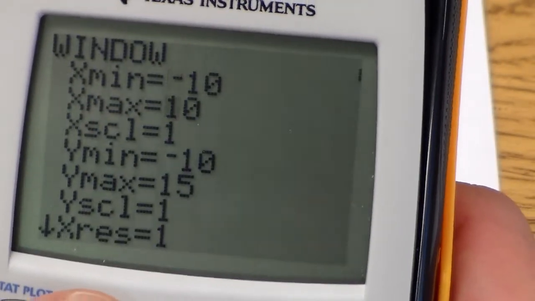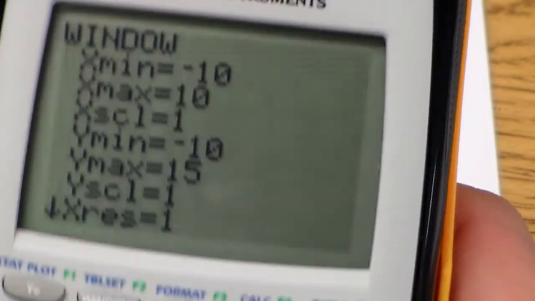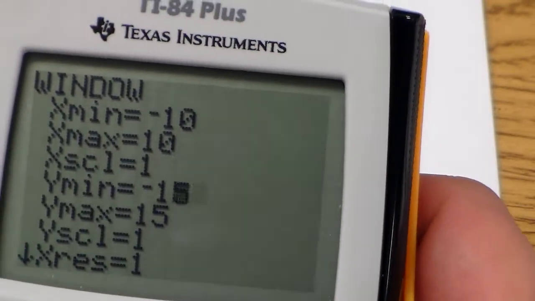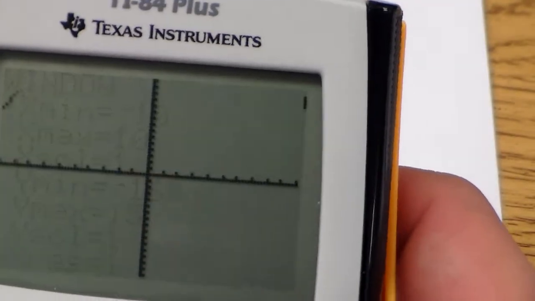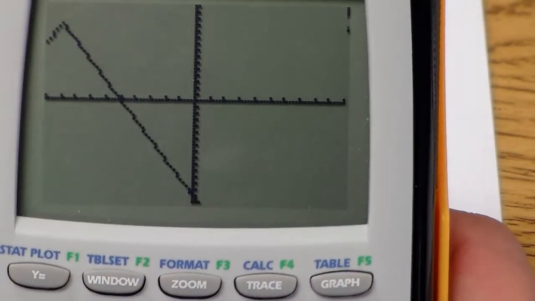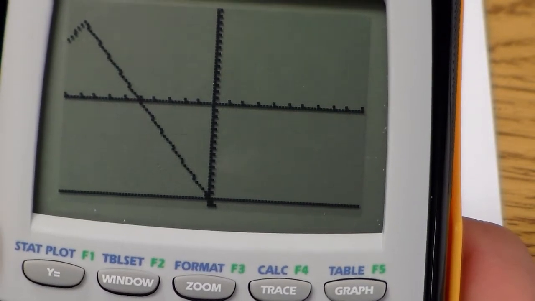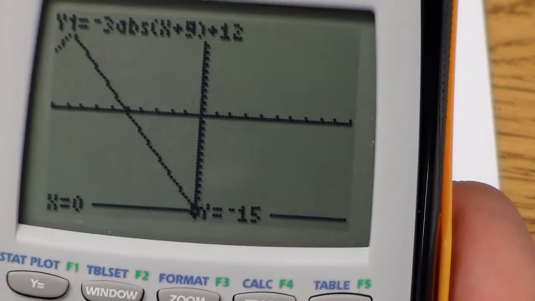So let's go to window, and let's change our y minimum now to -15 so that we can see down that far, maybe even -16, just to go one more number. Okay, so now here comes negative. That's it, bam. So it looks like we might have two intersections there. So let's see the first one.